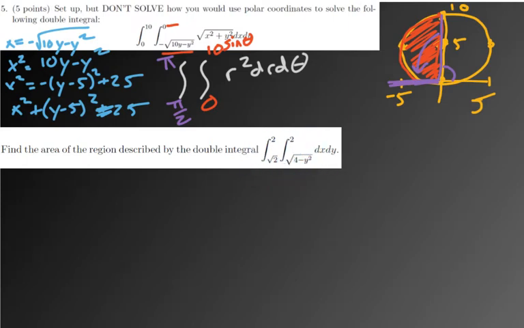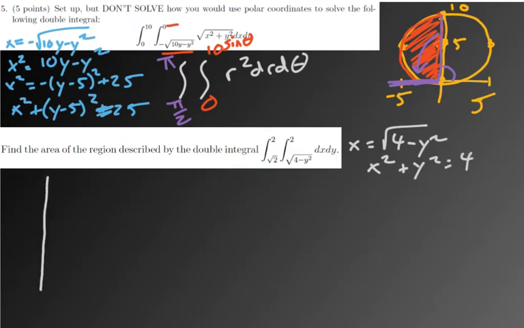So we have x equals square root of 4 minus y squared there. And so then if you square both sides, x squared, you move the y over, right? You're going to see that you're working off of a circle of radius 2, all right? So you get a circle of radius 2.